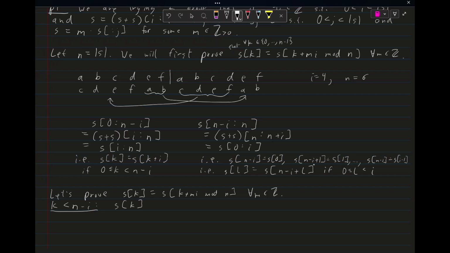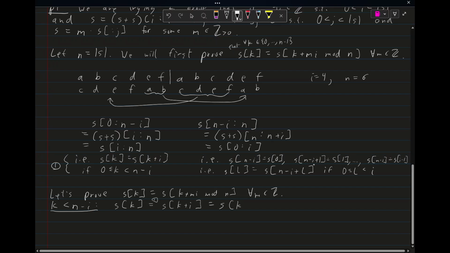Sk is equal to Sk plus i. And why is that? That is this fact here. And now, what else do we have? So this is actually just going to be equal to S of k plus. Oh, well, I guess this isn't actually what I'm proving here, is it? Okay, I think I'm going to have to take a break and come back to this.